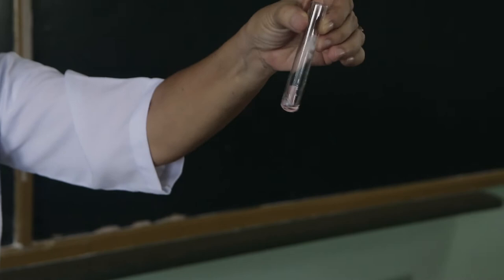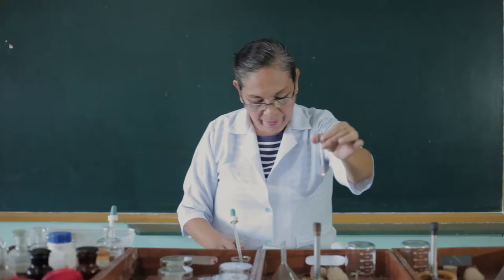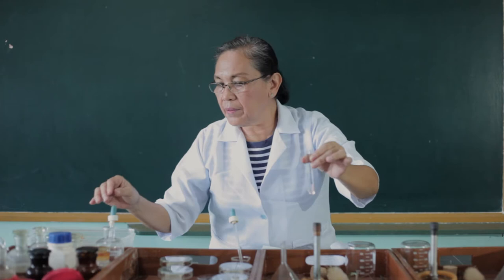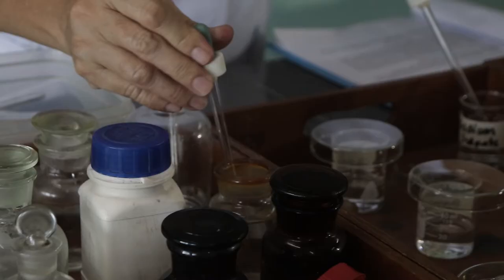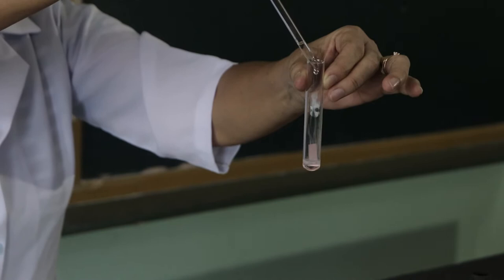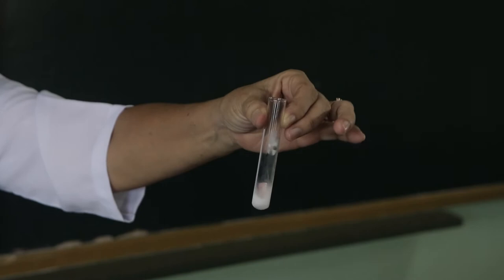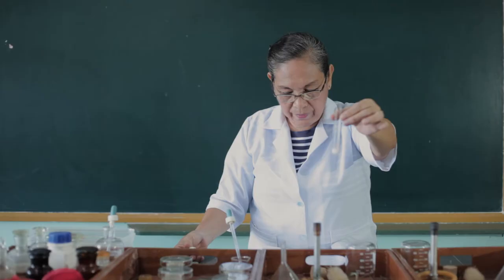And to this mixture of the sodium sulfate and the hydrochloric acid, let's add barium chloride. So let's add 1 ml of barium chloride. So that's 10 drops. 1, 2, 3, 4, 5, 6, 7, 8, 9, 10. Observe what happens.